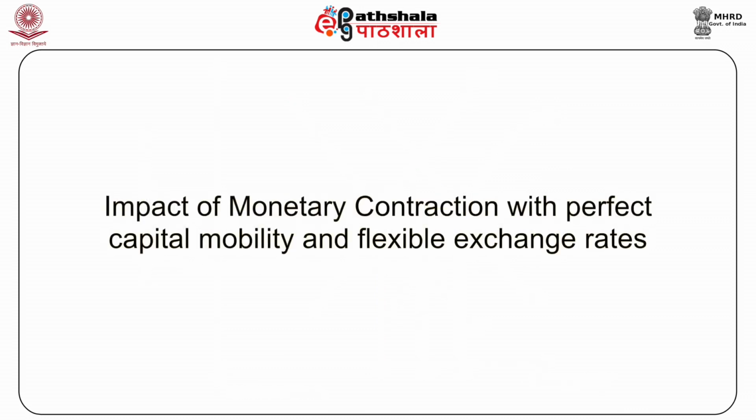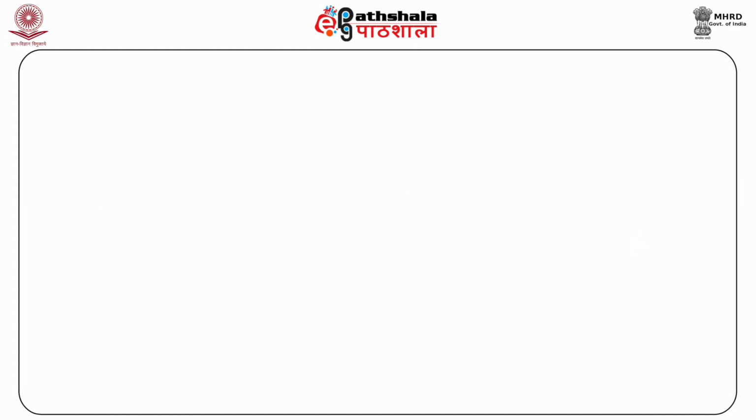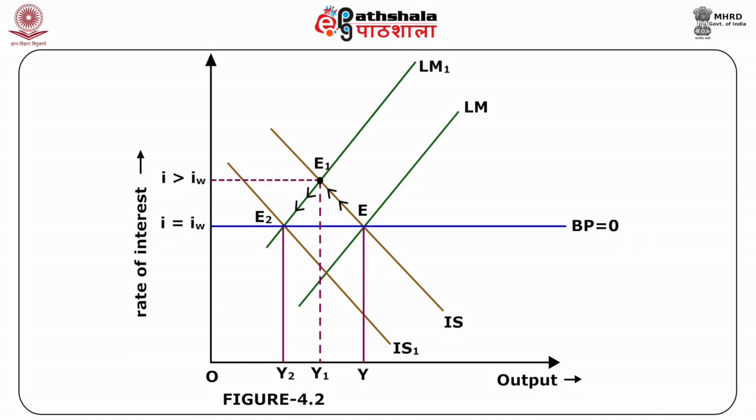Impact of monetary contraction with perfect capital mobility and flexible exchange rates. In this graph, let us assume there is a reduction in nominal money stock. This will lead to a shift in the LM curve towards left to LM1. From this graph, you can see that the domestic interest rate is more than the world rate of interest, that is i is greater than iW.